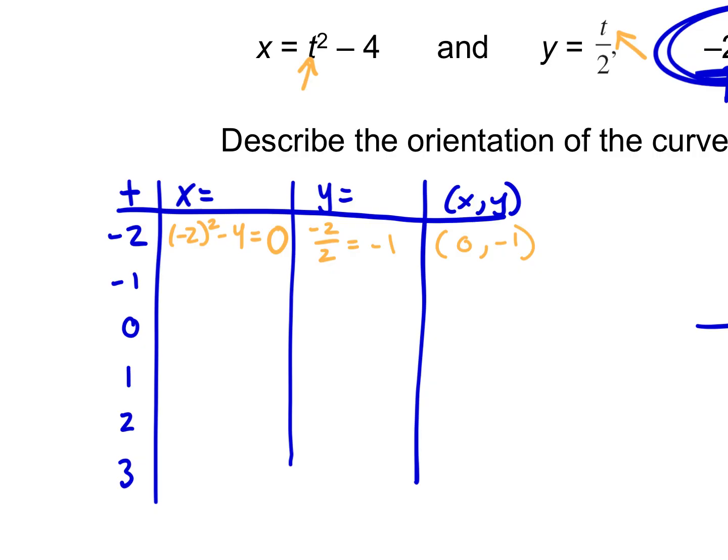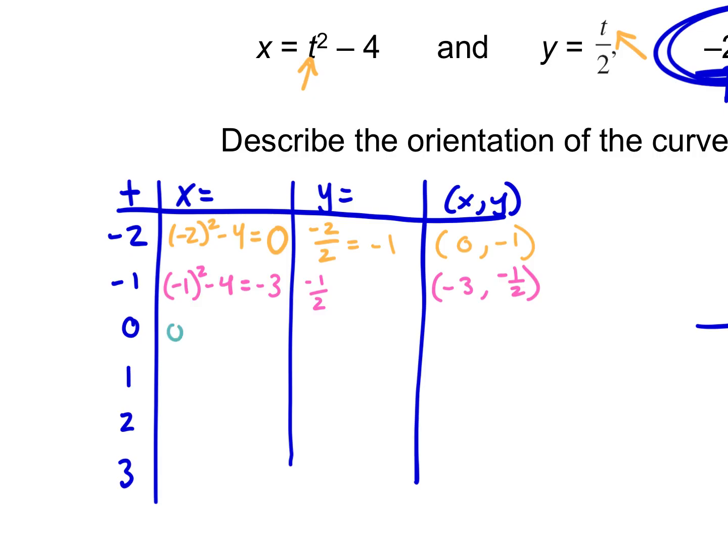I'm going to save plotting all my points for the end because that'll help me just stay in order. So next I'm going to plug in negative 1. Negative 1 squared would be 1, and 1 minus 4, negative 3. So we have negative 1 over 2 would just be negative 1/2. So our next point would be negative 3, comma, negative 1/2.